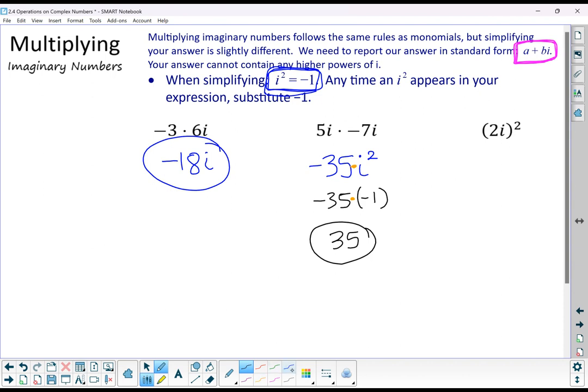2i squared is 2i multiplied by another 2i, so that is 4i squared. We don't want to leave that power of 2 on our i, so we replace the i squared with a -1, because i squared is exactly equal to -1. That's a multiplying relationship, so we have -4 as our answer.